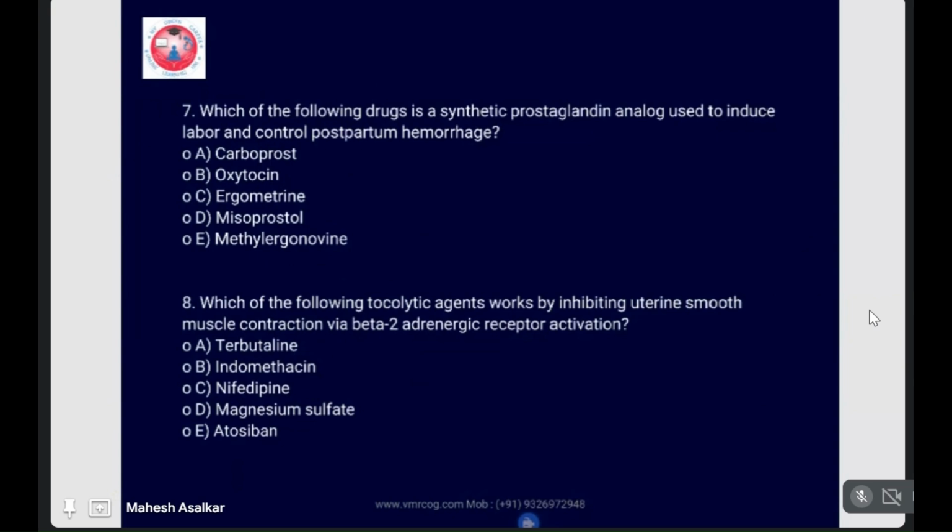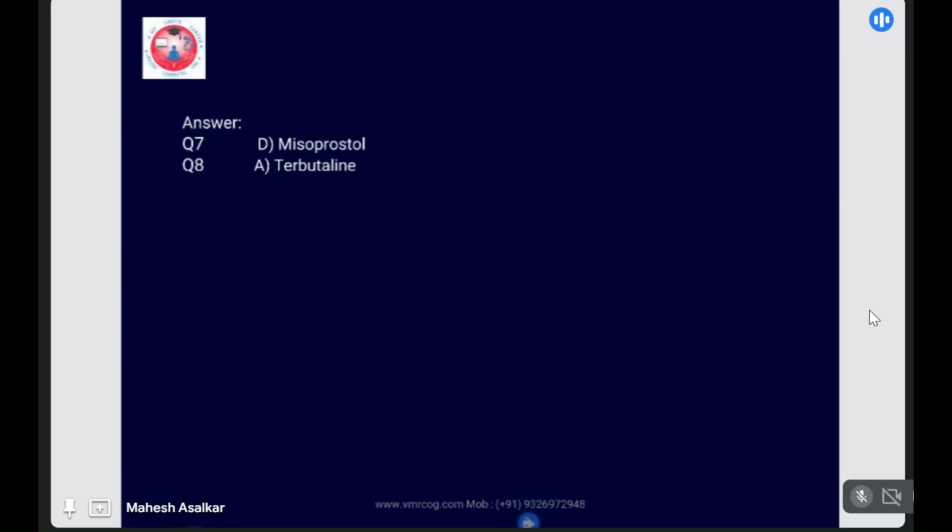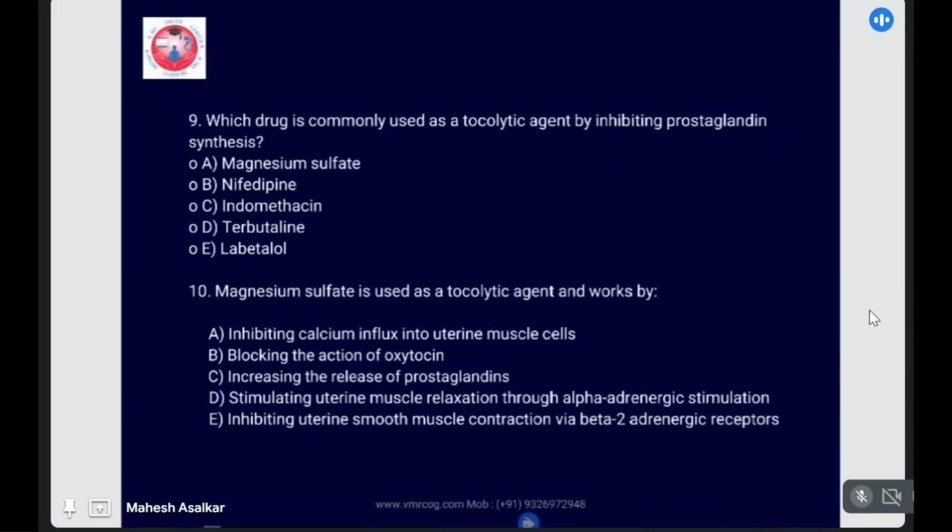Which of the following tocolytic agents works by inhibiting uterine smooth muscle contraction via beta 2 adrenergic receptor activation? Terbutaline. So the question 7 answer is misoprostol. Question 8 answer is terbutaline.